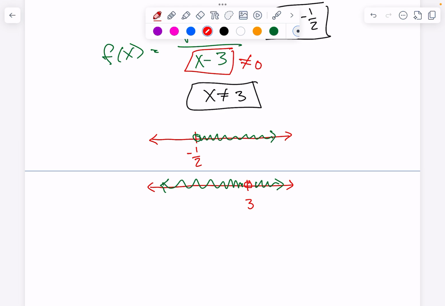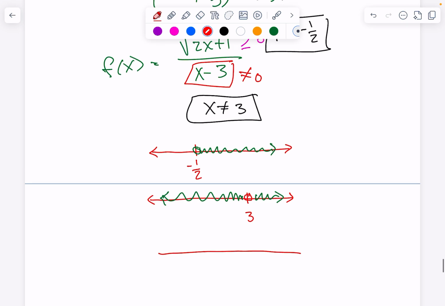We'll practice some more of them. So the number line would be together. So we can write that. This is the square root of 2x plus 1. And this is 1 over x minus 3.